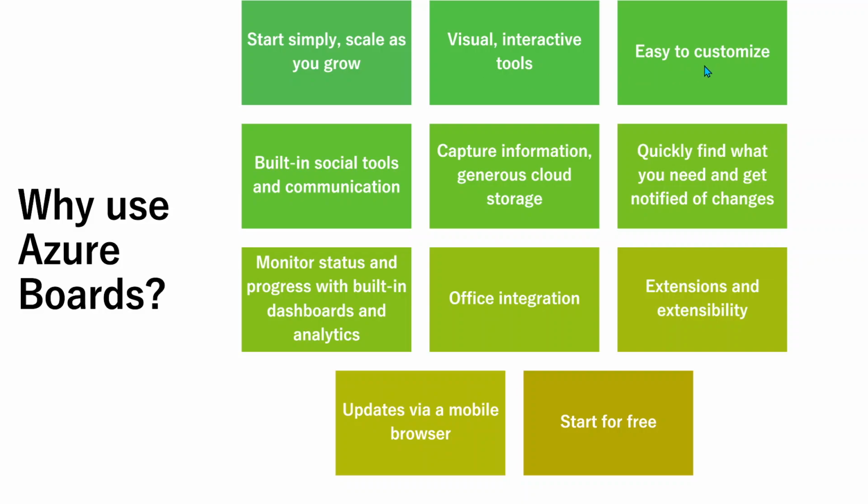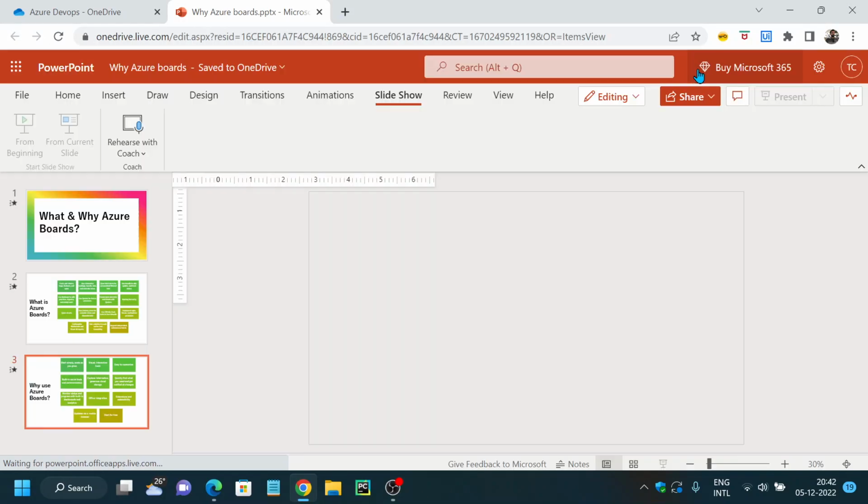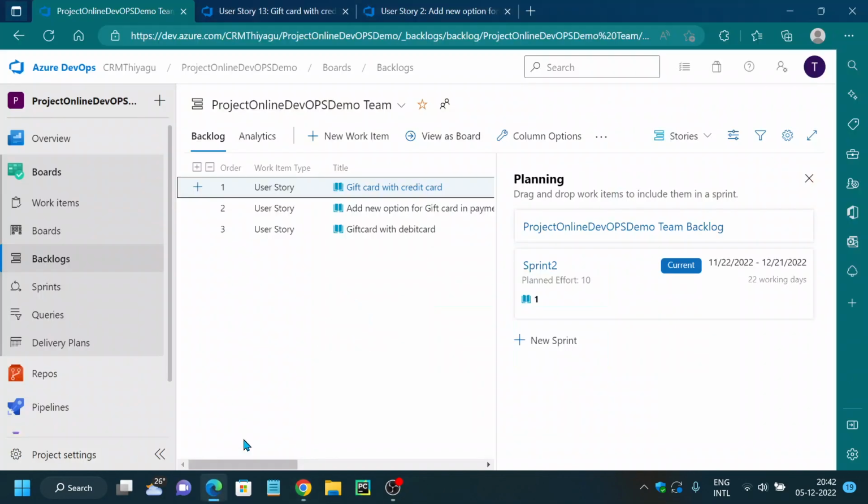And next one is easy to customize. Kanban boards, Scrum boards, task boards, and delivery plans are easy to configure and customize through the UI of Azure Boards. For example, with Kanban boards, you can configure the columns, swim lanes, card styles, a lot of things. Basically, you have quite a lot of information that you can configure.